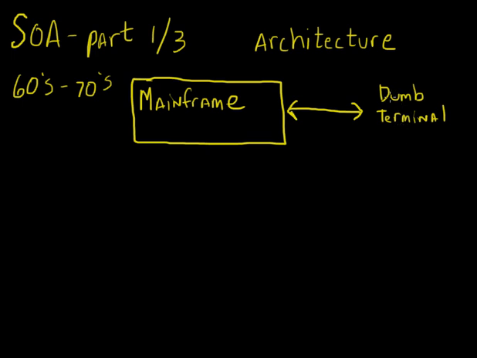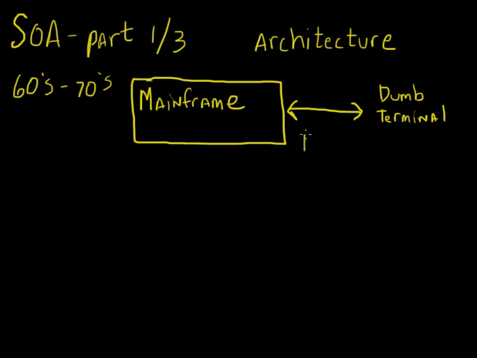So users would interact with an application and send the information off. The dumb terminal would send that information to the mainframe. The mainframe would do whatever it needed to do as part of the application and send the information back to the dumb terminal. So nothing really happened at the dumb terminal. It was just, like I said, a conduit.